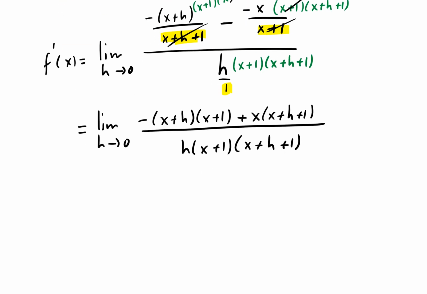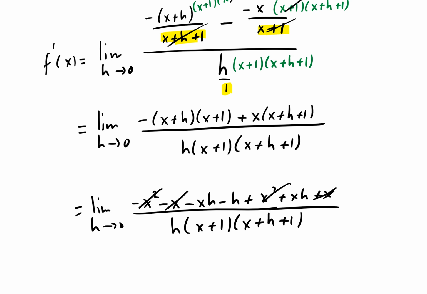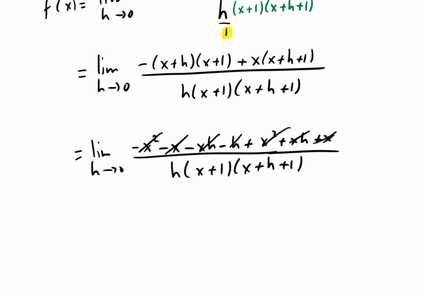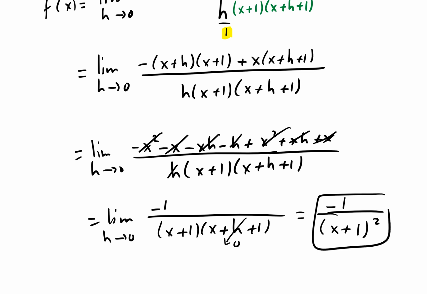So now, we need to multiply the top ones. You get negative x squared, negative xh, negative h, plus x squared plus xh plus x, all over h times x plus 1 times x plus h plus 1. These cancel, these cancel, these cancel. Oh my god, everything cancels. The h cancels. So that leaves only negative 1 on the top, over x plus 1 times x plus h plus 1 as h goes to 0. So this will go to 0 now. That leaves negative 1 over x plus 1 times x plus 1, which is x plus 1 squared.